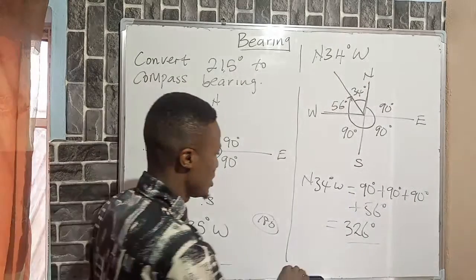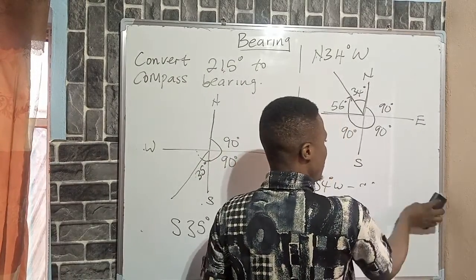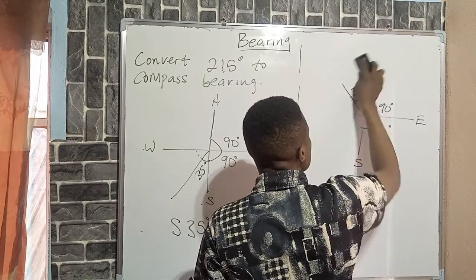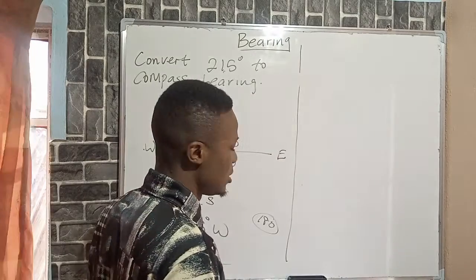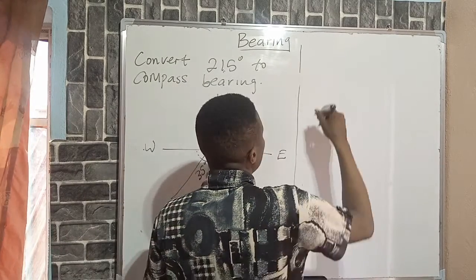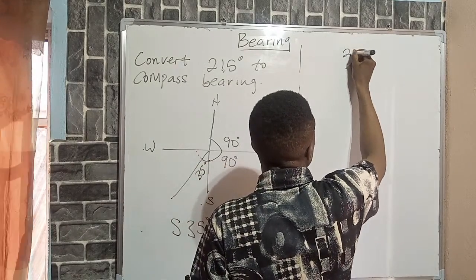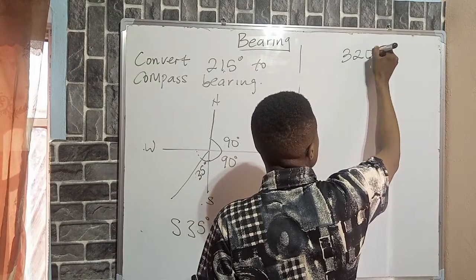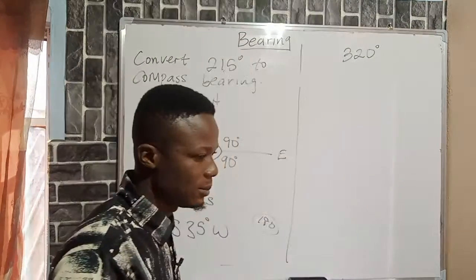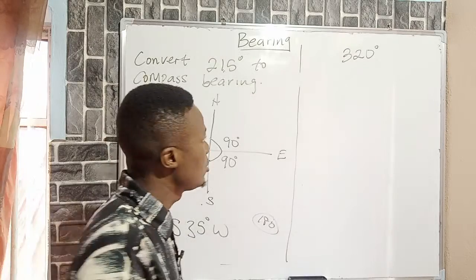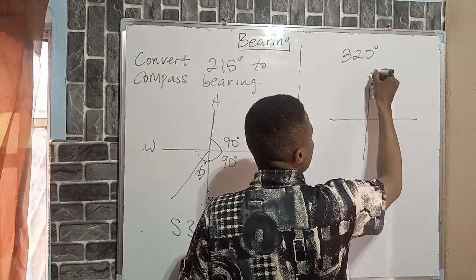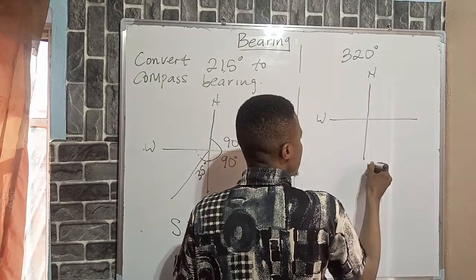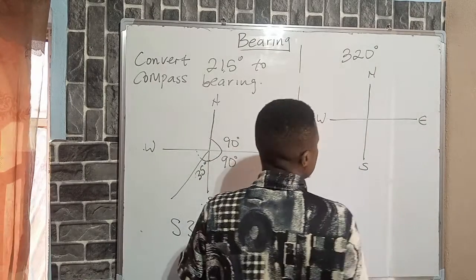Let's take another one still. Remember, this is just the basics I'm giving you to help you to understand the main thing when it comes to bearing. Supposing you're asked to convert 320 degrees to the compass bearing. As usual, you have to draw your cardinal points: north, west, south, and east.